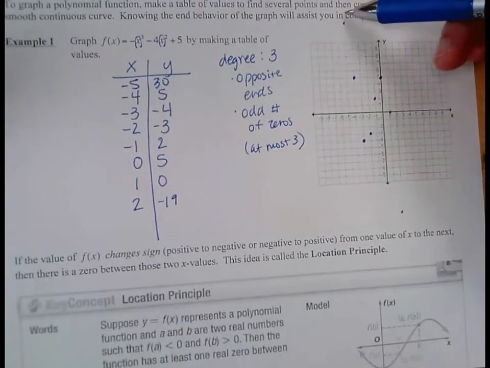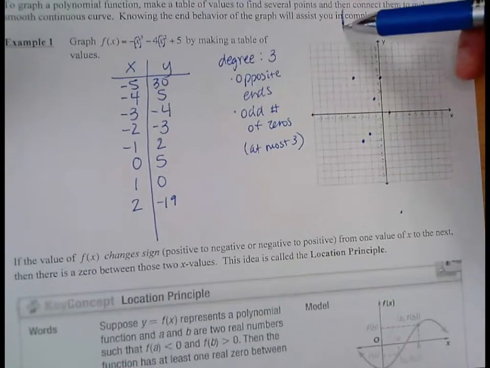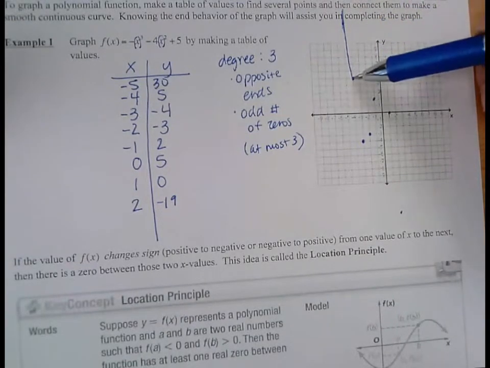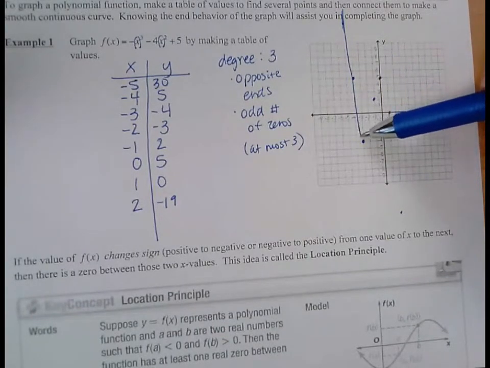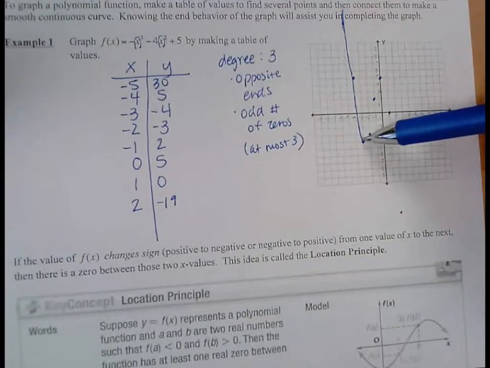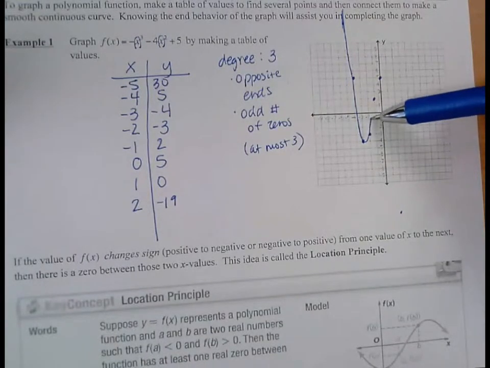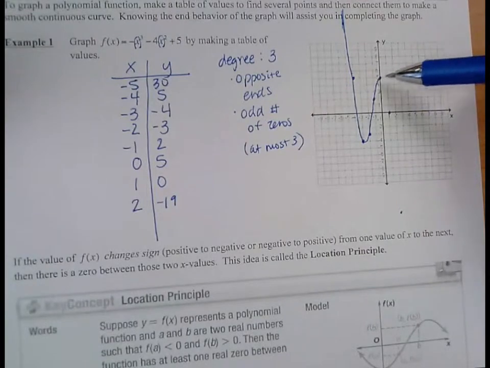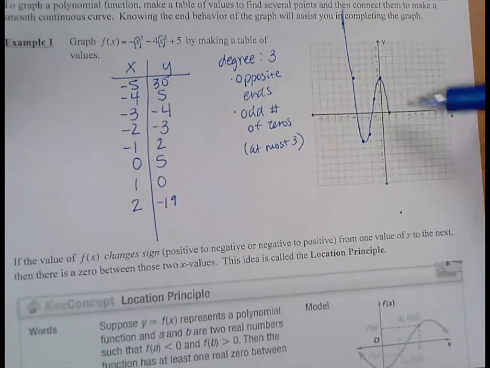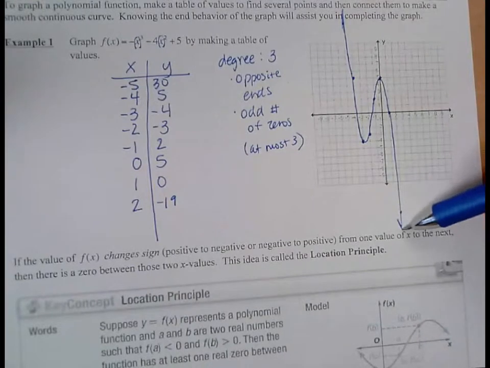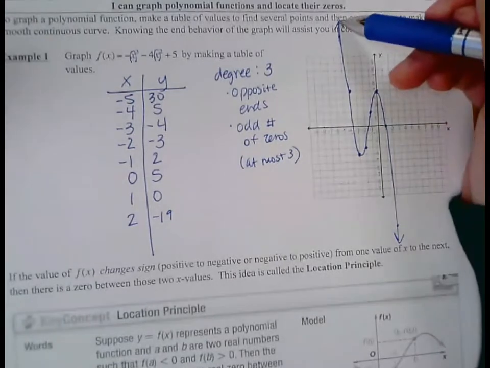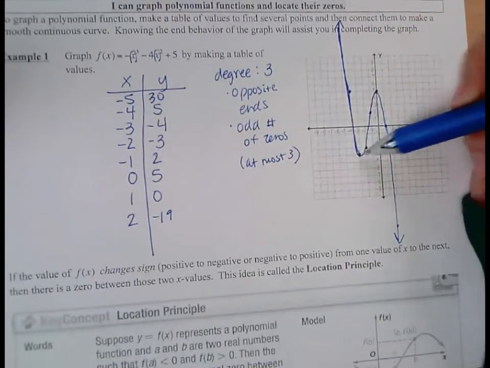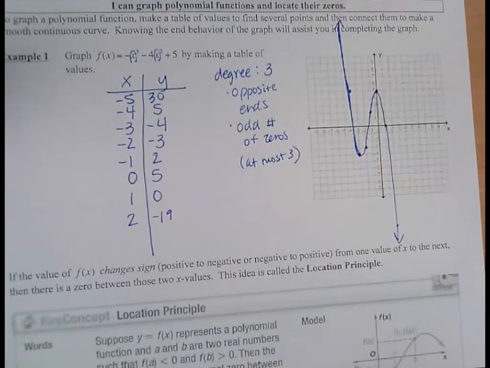So I'm starting at the top. My graph is coming down to go through negative 4, 5. To get to my next point, I still have to keep going down. Then to get to the next one, I have to change direction, start going up, keep going up. Now I have to change direction again to go through 1, 0, and my graph is ending down. And I have my graph. Just make sure you include arrows at the ends for it continuing. And notice it's a smooth curve. I don't have jagged points.